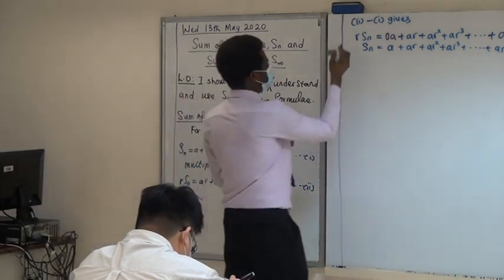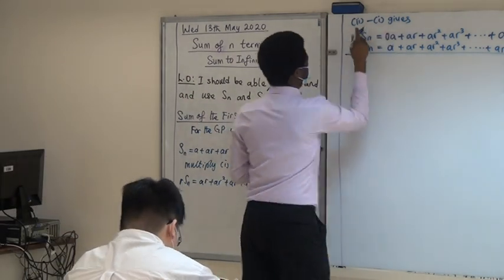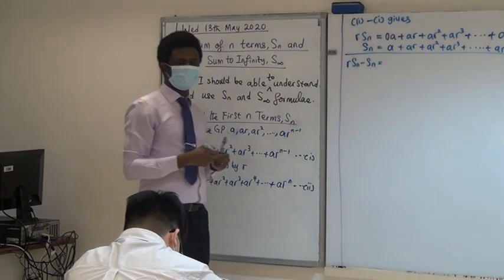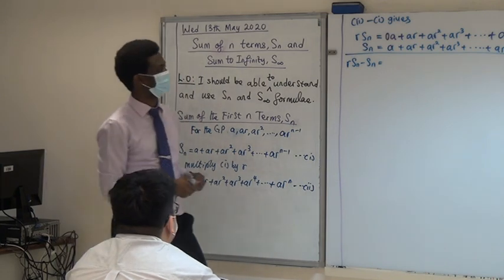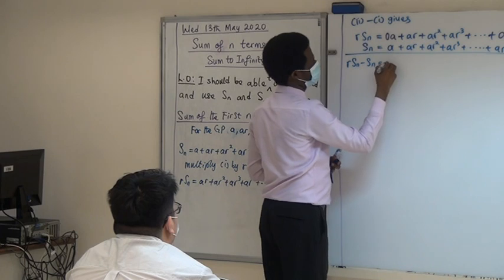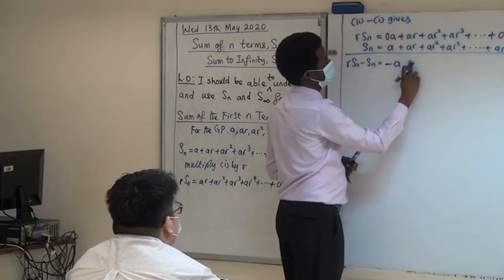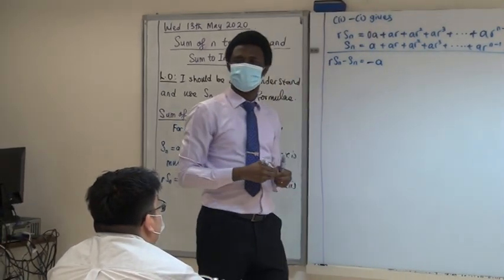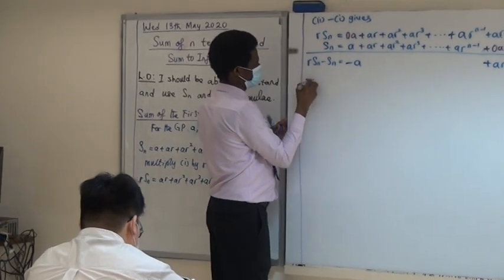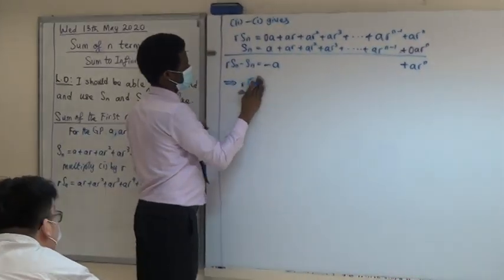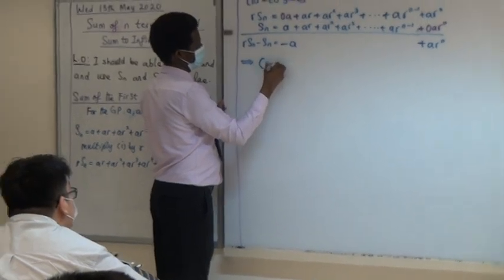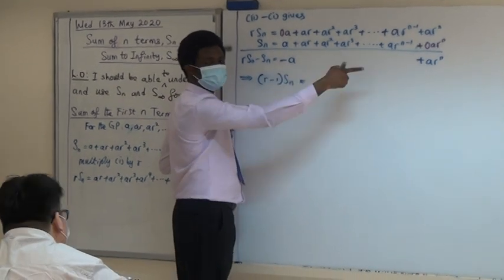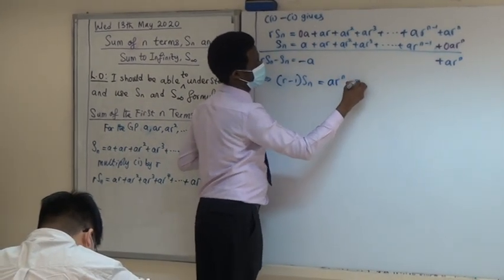So we're going to subtract this, because that's what the instruction is. When you subtract this, you get R Sn minus Sn. I expect everyone to look at what I'm doing and not just copy. What is the first one here? Negative A. What about this? Nothing, 0. Nothing, plus AR^n. Yes? So this becomes (R minus 1) Sn. Agree? Yes. So I rearrange this, because this is negative, I write it as the second term: AR^n minus A. Do you agree with that?